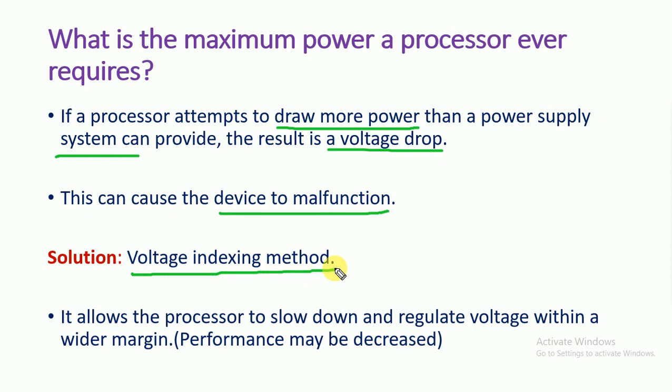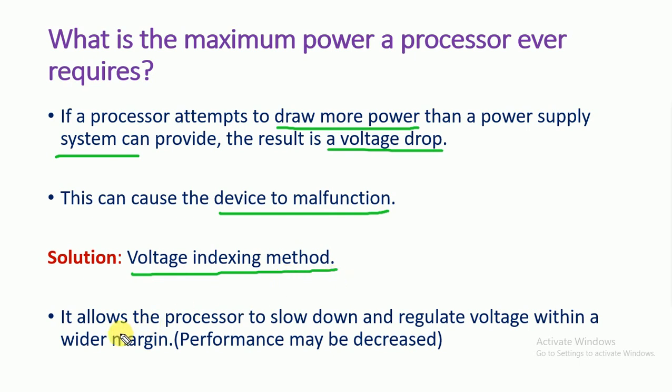So we are setting a power limit. What is the maximum power supply limit? We are setting that, and even after that, if it is consuming some more power, that is to be protected by using a method. Otherwise, the system will function in a different way. So that will affect our system. So we should have a voltage indexing method.